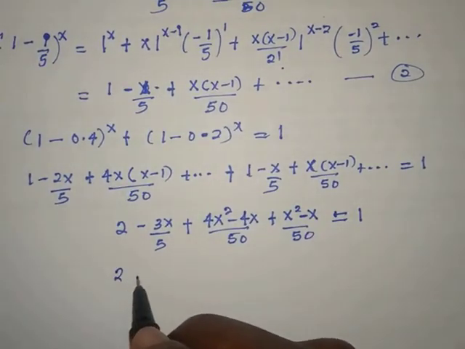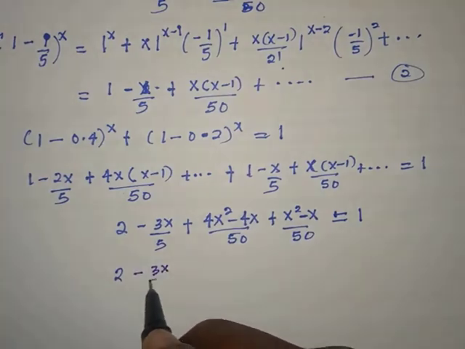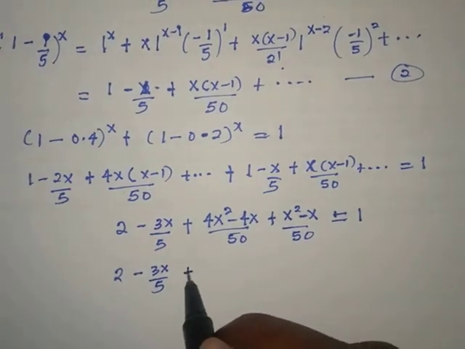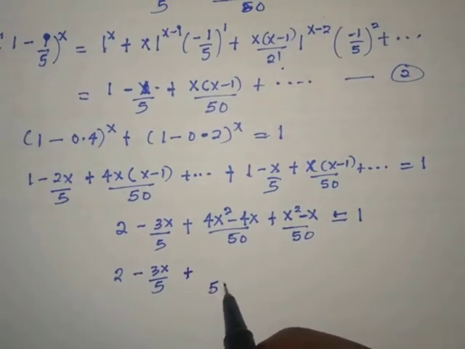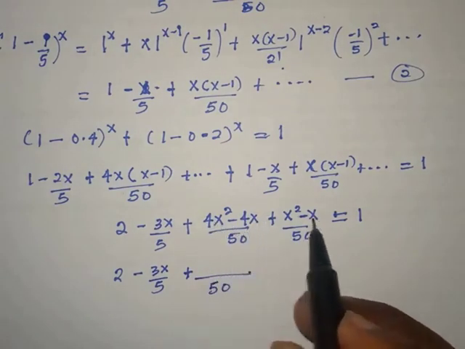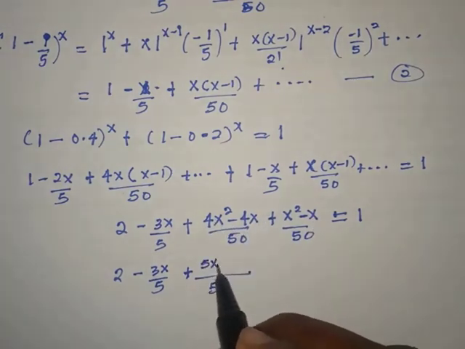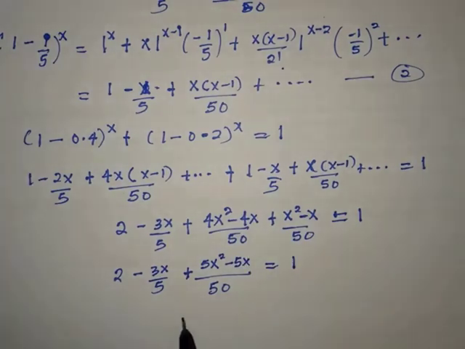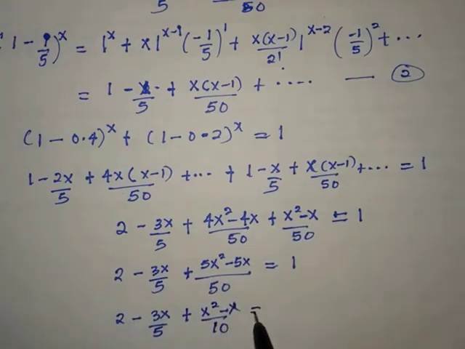And here we have 2 minus 3x divided by 5. This and this have the common denominator, 50. So adding this together, we have 5x squared minus 5x. Taking out 5 from here, we have 2 minus 3x upon 5, then plus x squared minus x divided by 10 equals 0.